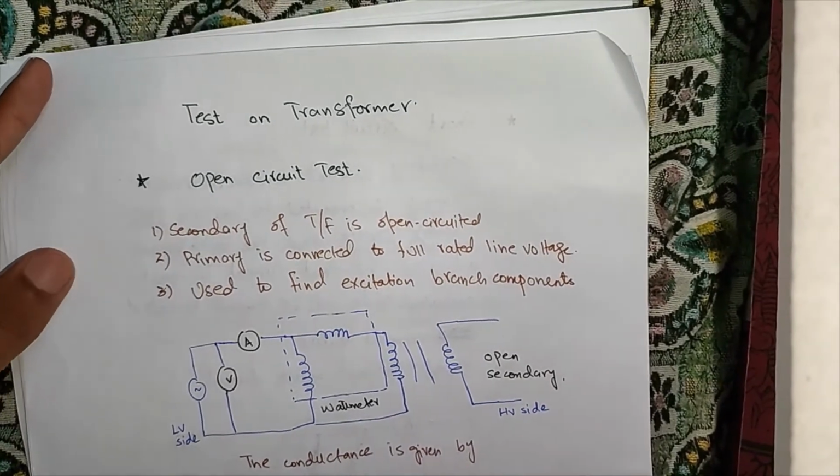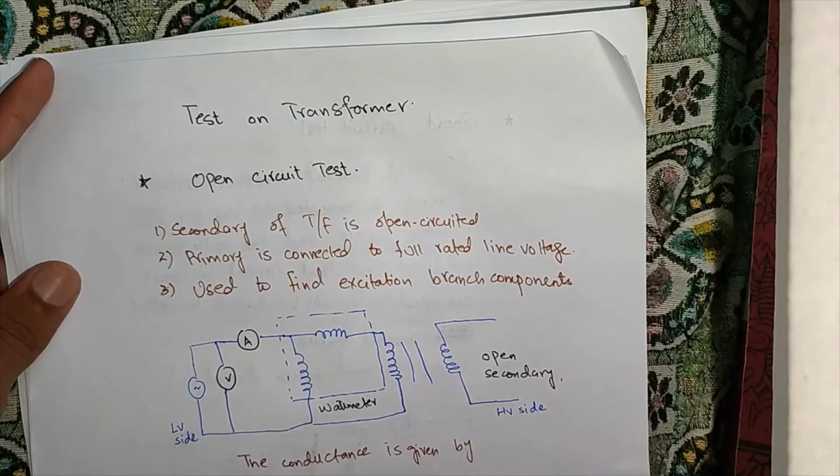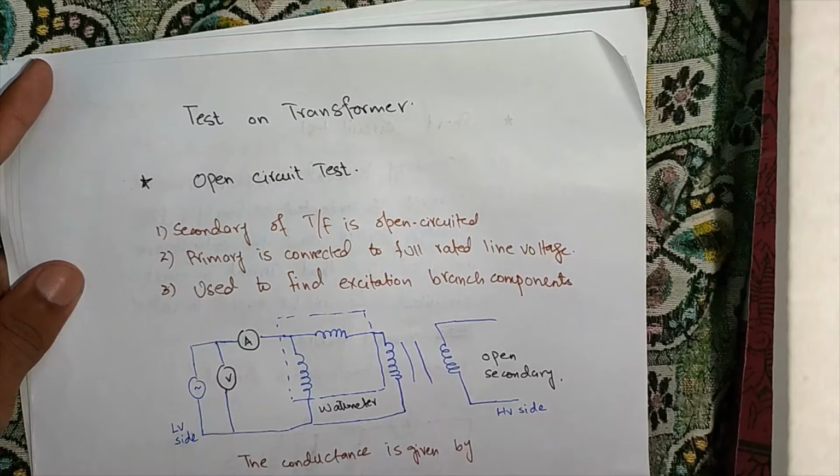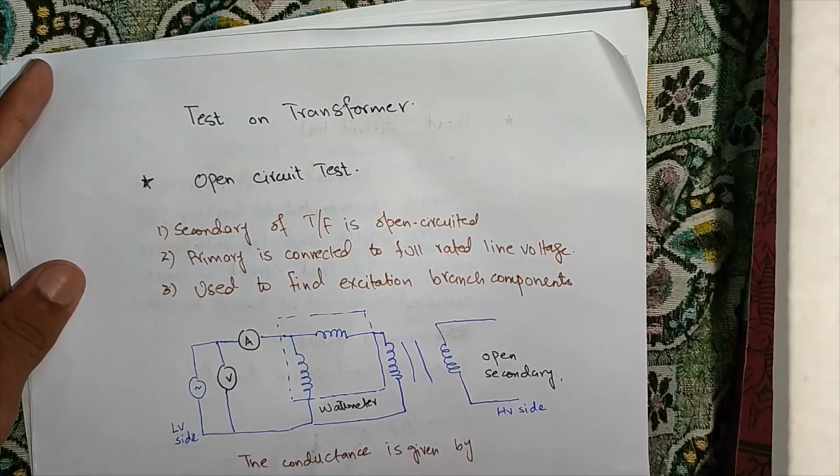The topic that will be discussed today is the tests performed on a transformer. Basically, there are two tests that are performed on a transformer. One is named the open circuit test and the other is named the short circuit test. Both of these tests are performed on a transformer in order to find the efficiency, regulation and the losses that are occurring in the transformer.